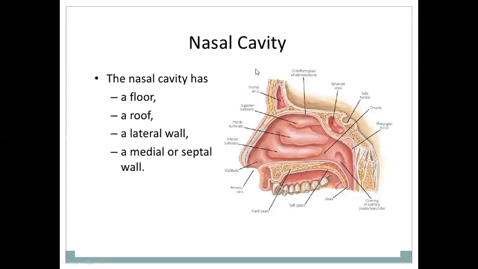The nasal cavity is divided into a floor, a roof, a lateral wall, and a medial wall or septal wall. This is the floor of the nasal cavity, this is the roof, and this is the lateral wall. We will discuss the medial wall later, and we will discuss each and every wall in detail.